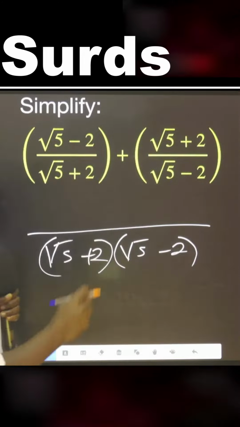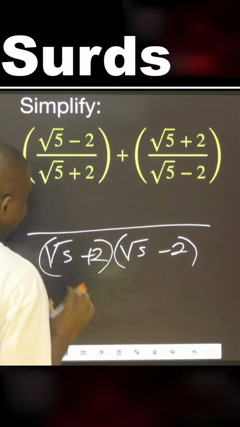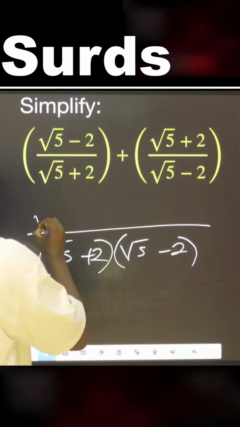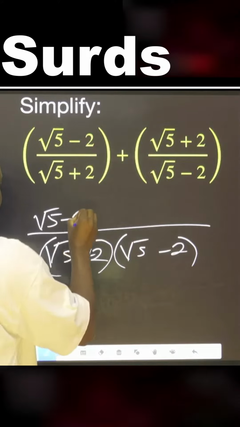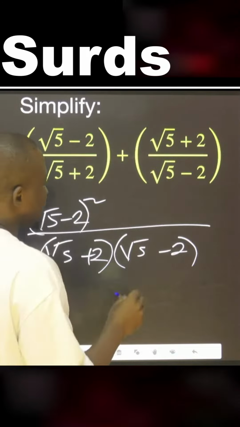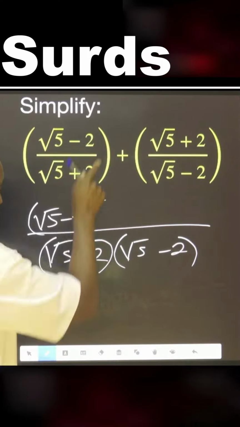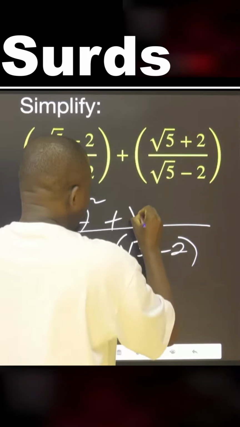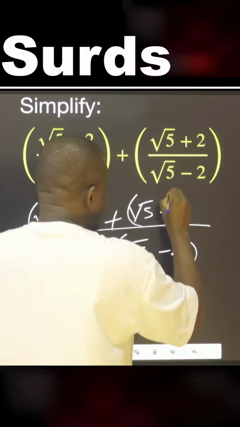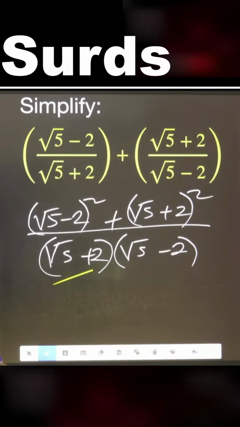So this divided by this, we have this, multiplied by this. You agree with me, you're going to have this 2 raised to the power 2. Now, everything here divided by this, you're going to have this multiplied by that. You agree with me, it is this plus this raised to the power 2.